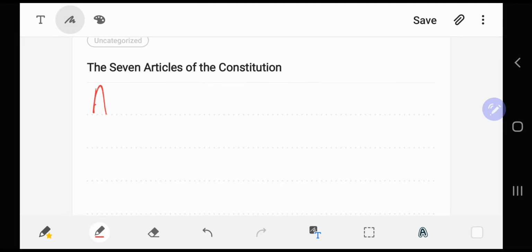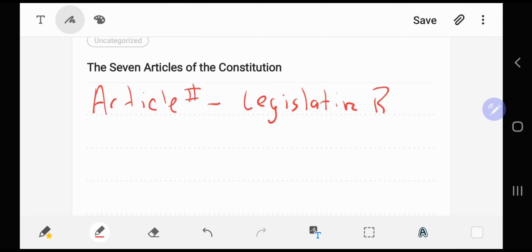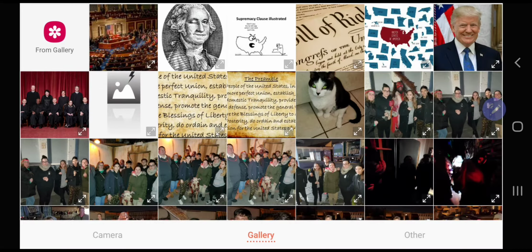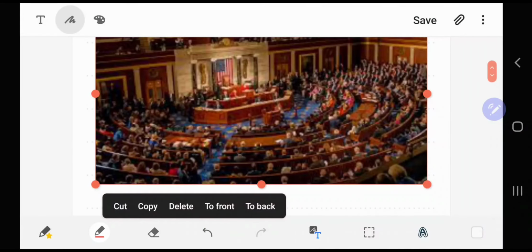So Article 1 involves the legislative branch. Okay, so we're setting out this 3-branch system of government. The first one that is described is the legislative branch. I apologize for my absolutely atrocious handwriting. You're just going to have to deal with it. But the legislative branch is essentially Congress.